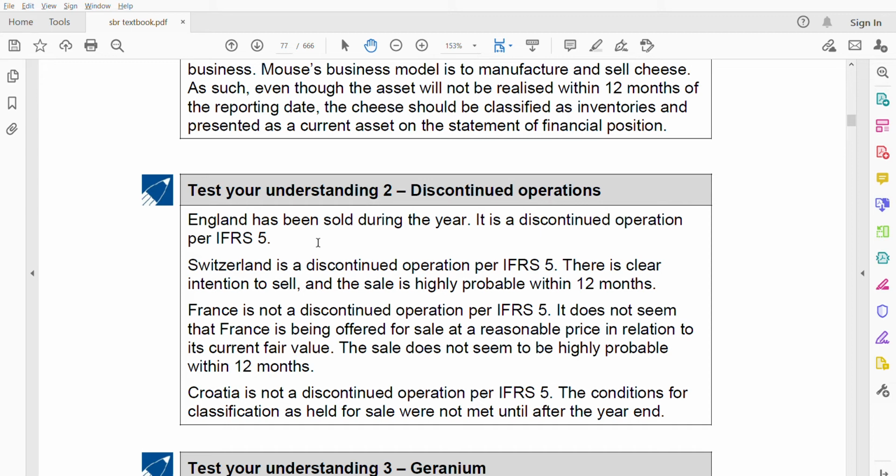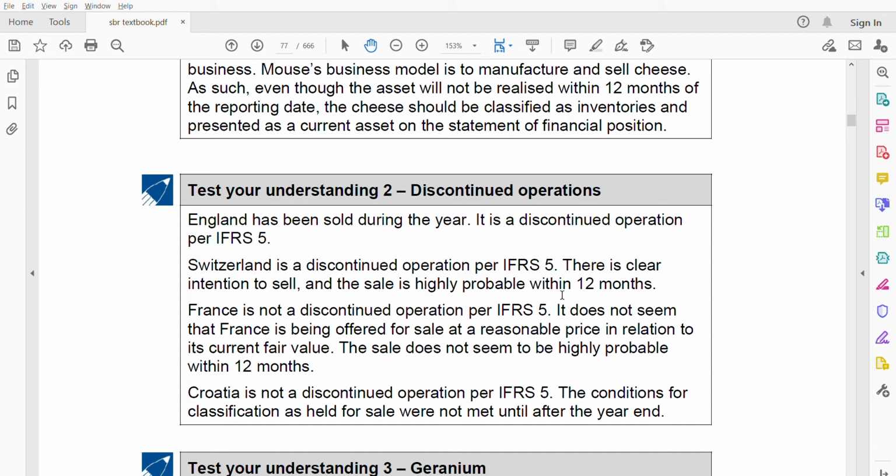Two things you need to look out for. One is the intention to sell, one is whether it is probable within 12 months. So Switzerland is also a discontinued operation per IFRS 5. There is a clear intention to sell, and the sale is highly probable within 12 months. If it's more than 12 months, then no. Now let us go to France.